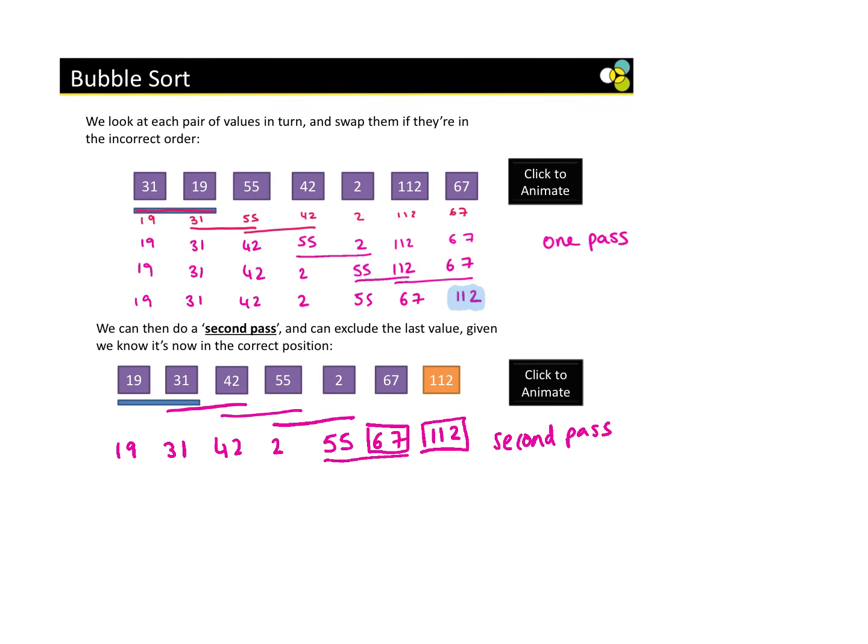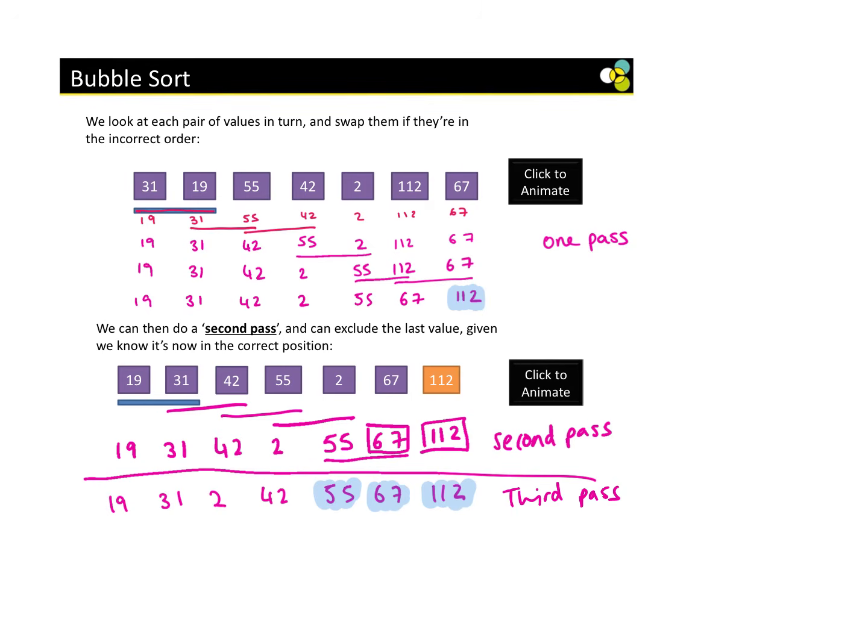So my third pass, essentially. Now we've got 19 and 31, no swap. 42 and 2, we are going to swap. 42 and 55, no swap. And then we know that 67 and 112 are safe. So now we know that 55 is also in the right place. This is what's called our third pass.